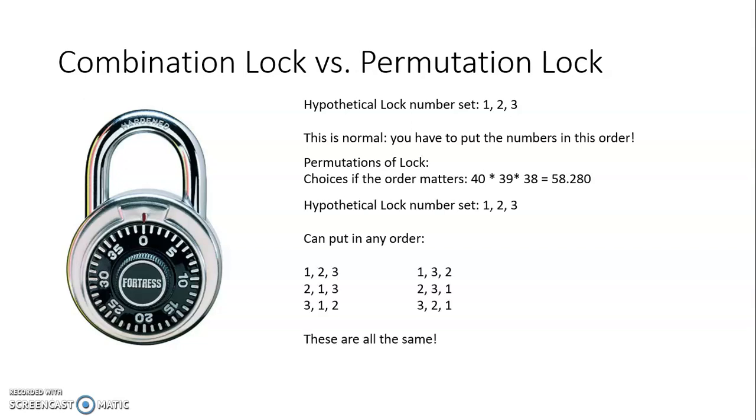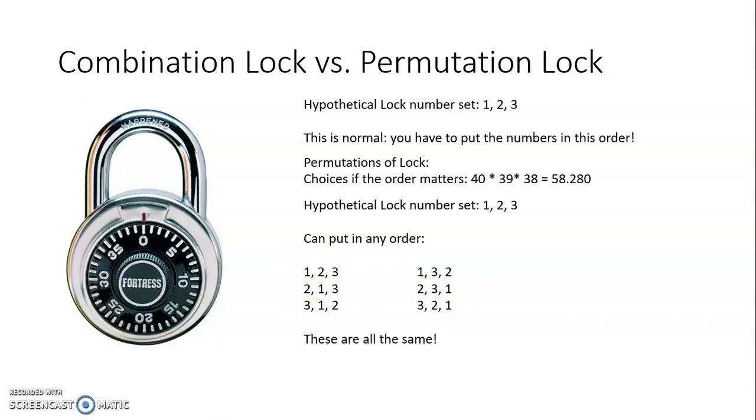But what if we did combinations? So if the lock number was 1, 2, 3, if it was a combination where the order doesn't matter, then weirdly, 1, 2, 3, according to the lock, is the same as saying 1, 3, 2, because it's the same set of numbers. Or we could do 2, 1, 3, that's the same as 1, 2, 3 if we're talking about order not mattering. So all 6 of these choices are exactly the same.